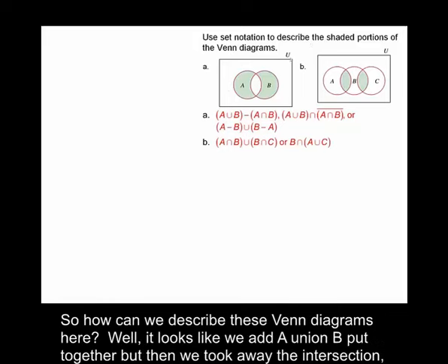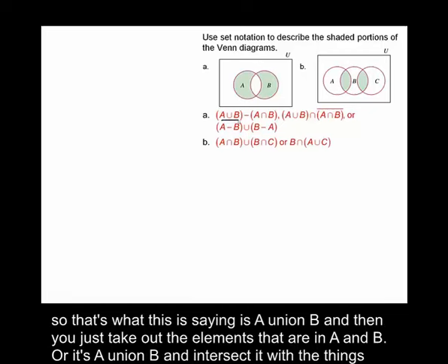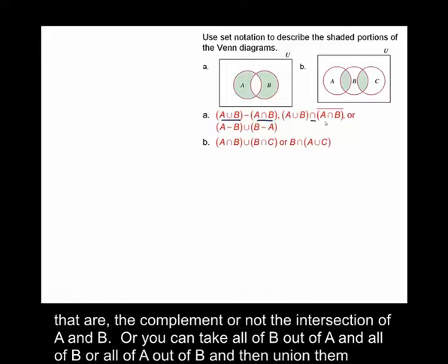So how can we describe these Venn diagrams here? Well, it looks like we had A union B put together, but then we took away the intersection. So that's what this is saying: A union B, and then you just take out the elements that are in A and B. Or it's A union B intersected with the complement of the intersection of A and B.